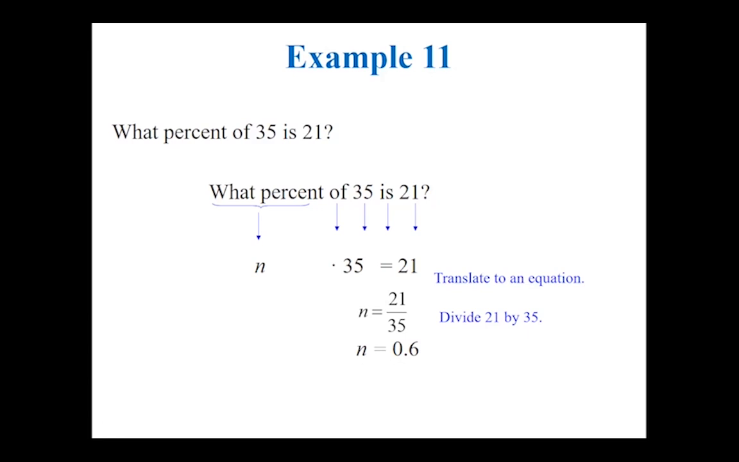0.6 would be the decimal equivalent of our answer, because all the work happens with decimals. So we need to change 0.6 back to a percent. 60% of 35 is 21, not 0.6%. 0.6 is not a percent. It's a decimal that we found by doing our work. It's got to change to a percent to answer the question of what percent.